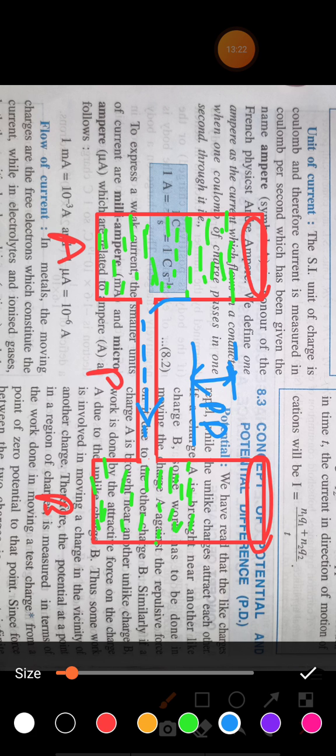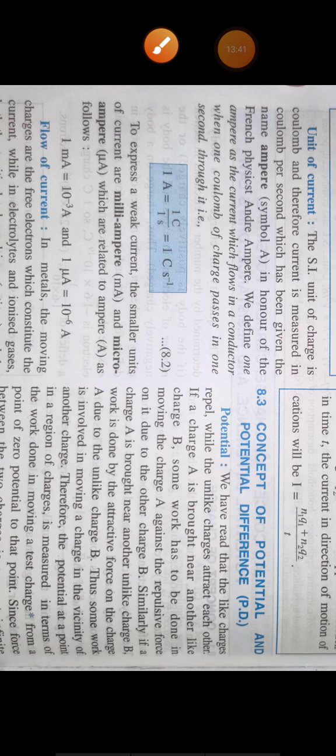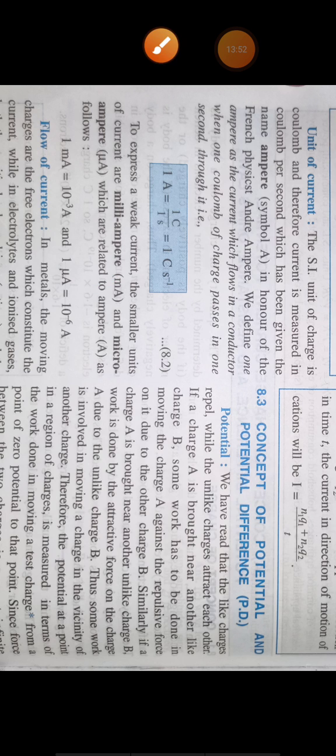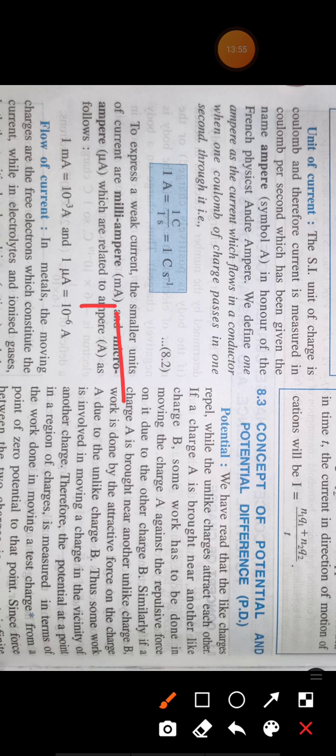Now similarly, to make current flow we need a high positive charge and a high negative charge, then only the current will flow. If there is no difference between the charges, then the current will not flow, that means electrons will not flow. We must create a high positive charge and a high negative charge, and this difference between them is called potential difference. It is provided by our battery or cell.